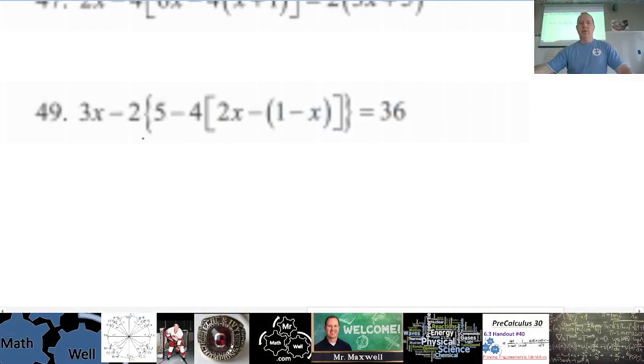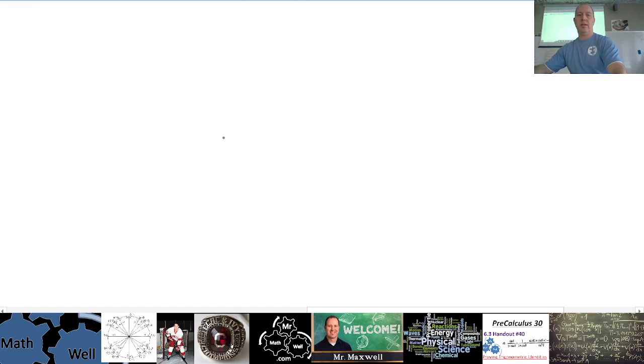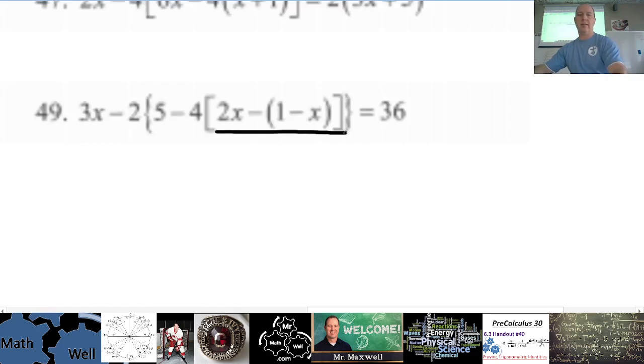Okay, so for this one, lots of brackets. We start inside the innermost kind of bracket we can. There's nothing really to simplify in here. So what we're going to do is move out then into these brackets. And yeah, there's something I can actually simplify in here. So let's write everything again.